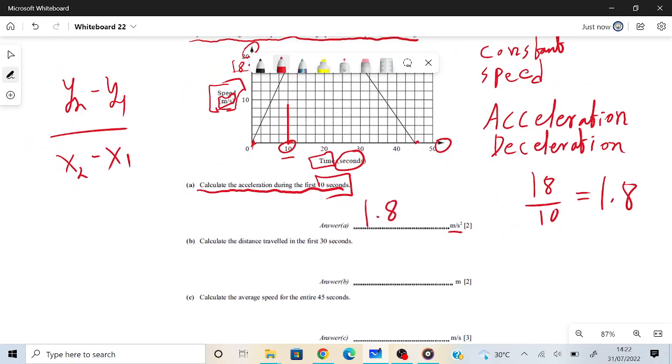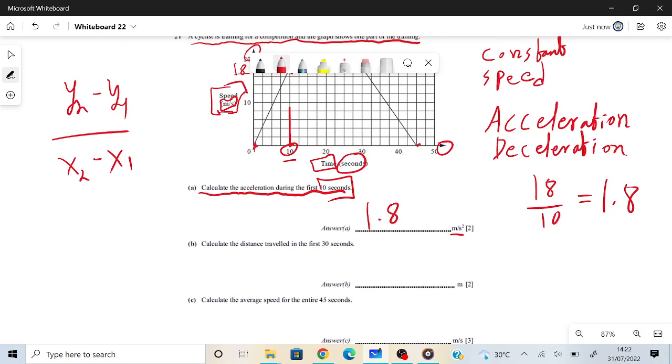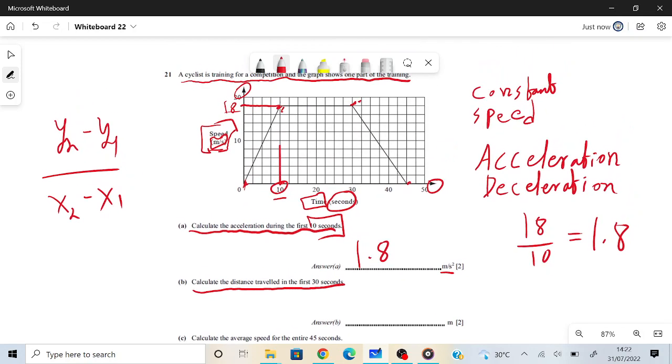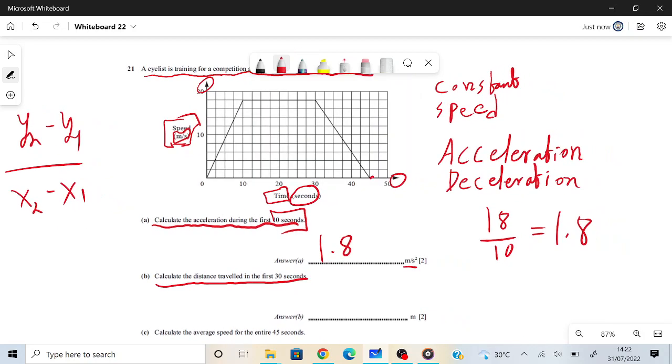Now, the next part of the question says, calculate the distance traveled in the first 30 seconds. Another ground rule you need to know for speed-time graphs is, whenever you're trying to find the distance in a speed-time graph, all you have to do is take the area under the graph. If you look at the graph carefully, you can see that it's forming a trapezium-looking shape.